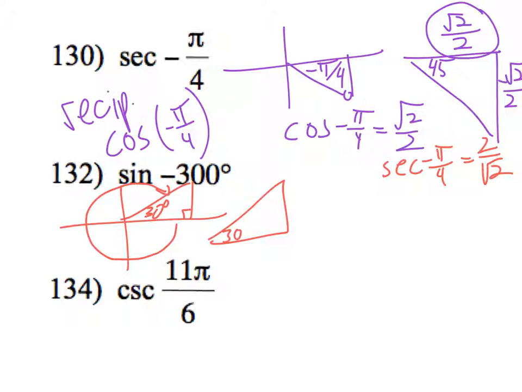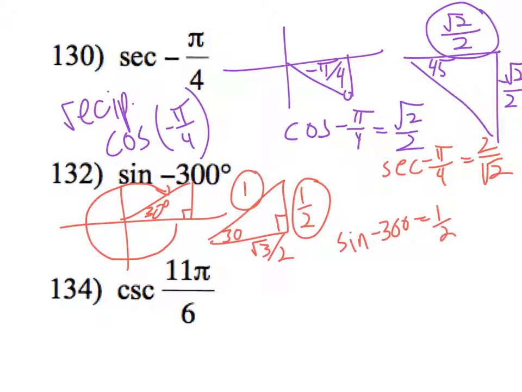If I draw my 30, 60, 90 right triangle, sine is opposite divided by hypotenuse, so sine would be a half. So sine of negative 300 would be 1/2. Finally, cosecant of 11 pi over 6. That means we're looking for the reciprocal of sine of 11 pi over 6.